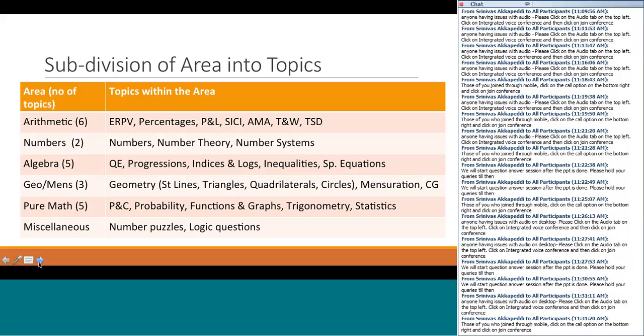Okay, so next look at this. This is the subdivision of areas into topics.